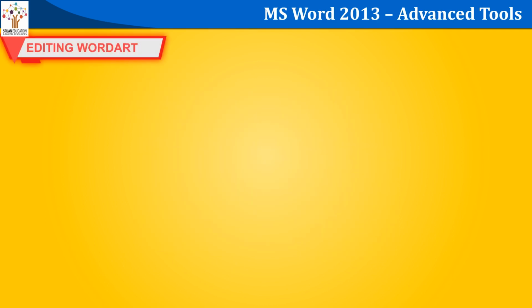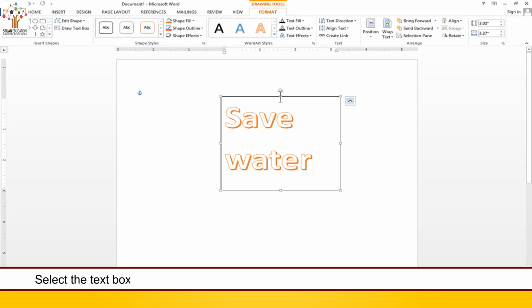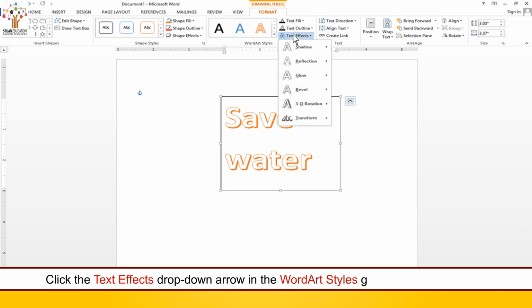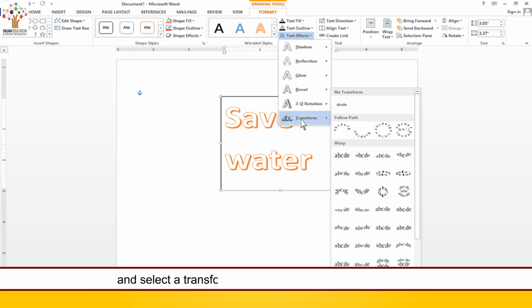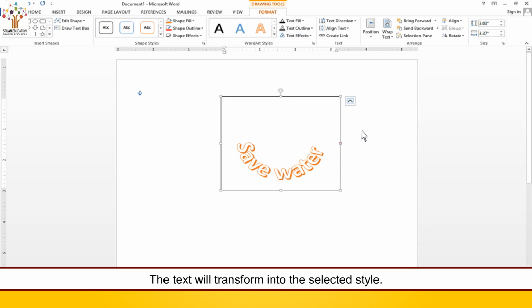Editing word art. To change the appearance of word art text, follow these steps. Select the text box or the text inside the text box whose appearance you want to change. Click the Text Effects drop-down arrow in the Word Art Styles group of the Format tab. A drop-down menu of effects will appear. Move the mouse over Transform and select a Transform Effect from the menu that appears. The text will transform into the selected style.